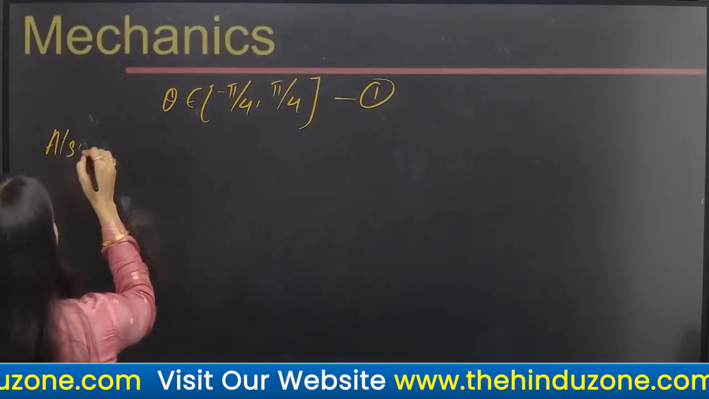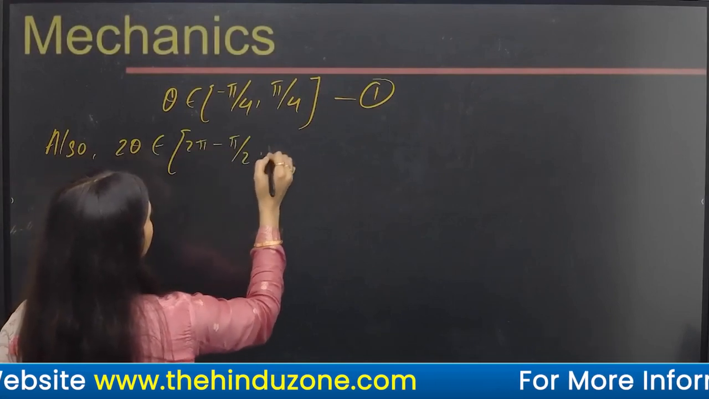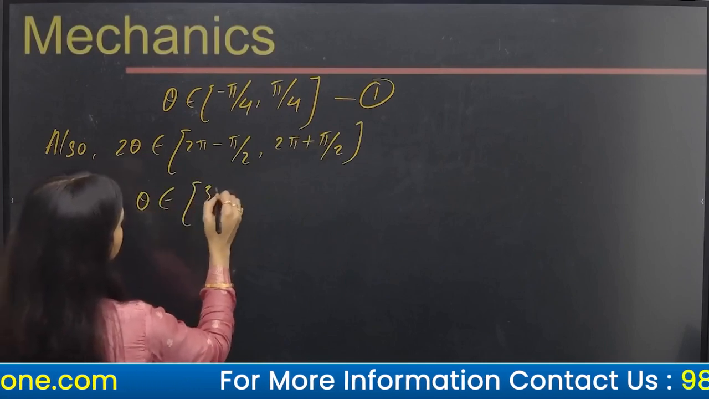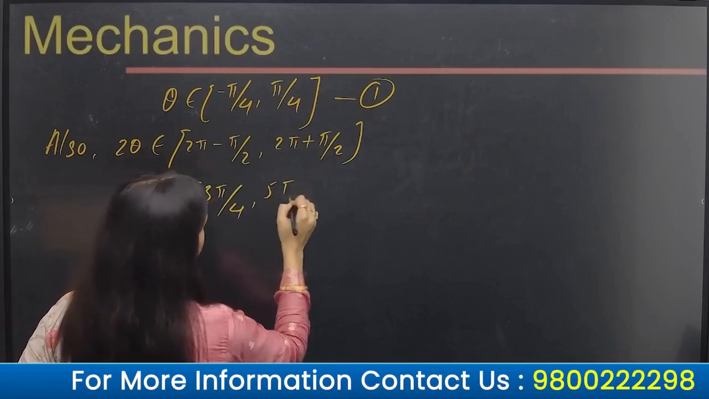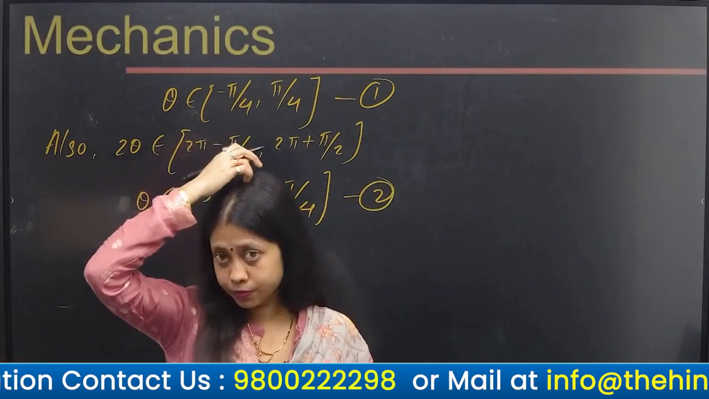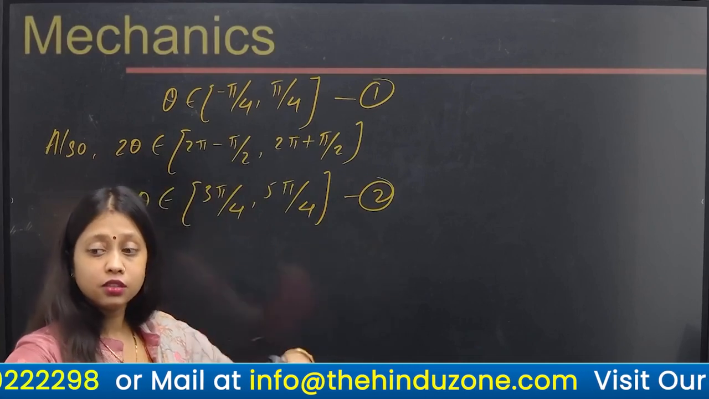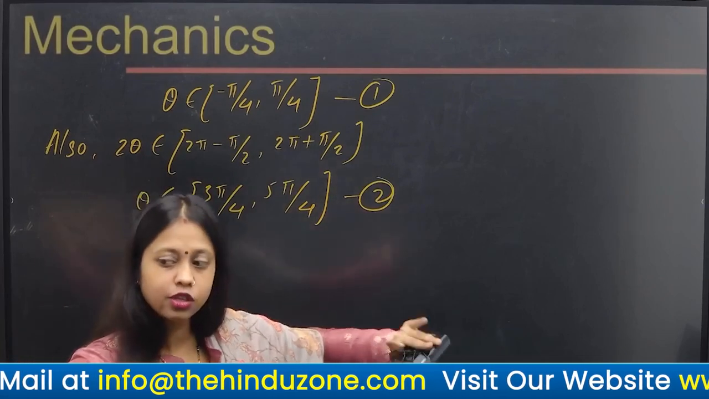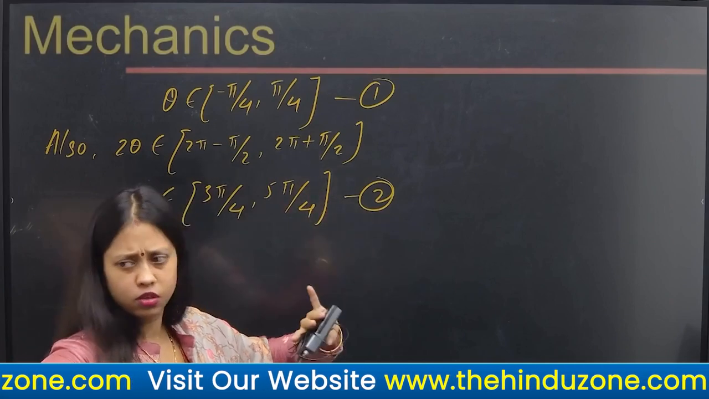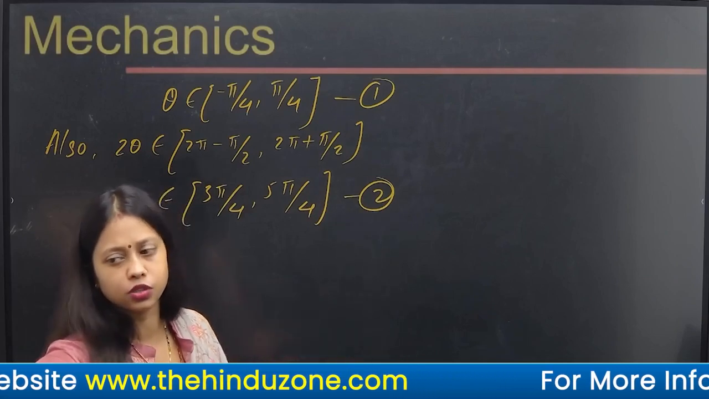Let it be 1. Also, 2 theta can belong to 2 pi minus pi by 2 to 2 pi plus pi by 2. In that case, your theta will belong to 3 pi by 4 comma 5 pi by 4. This is also a possibility. But you cannot take 4 pi. Okay? You can try 4 pi minus pi by 2 to 4 pi plus pi by 2, but theta will go outside the decided range. So those values of 2 theta we don't want. That will not be of our interest.